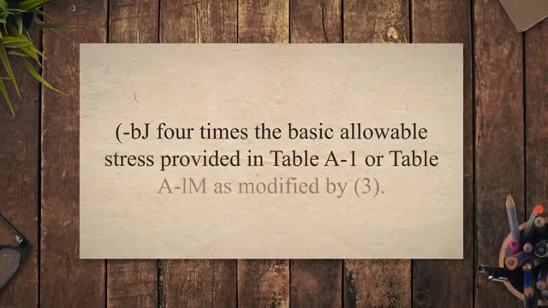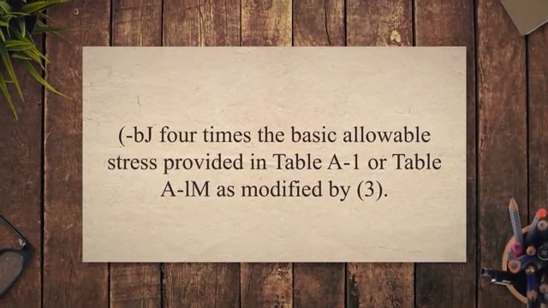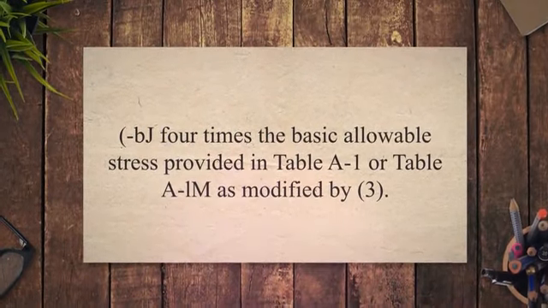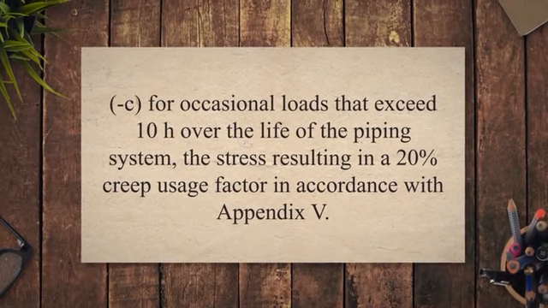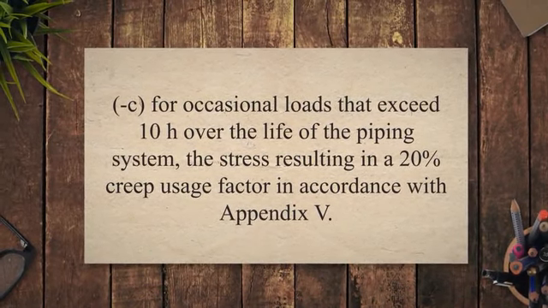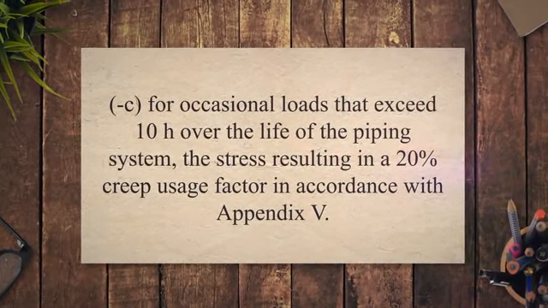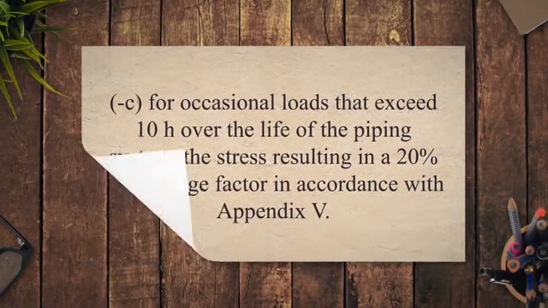B. 1.4 times the basic allowable stress provided in Table A-1 or Table A-1M as modified by 3. C. For occasional loads that exceed 10 hours over the life of the piping system, the stress resulting in a 20% creep usage factor in accordance with Appendix V.